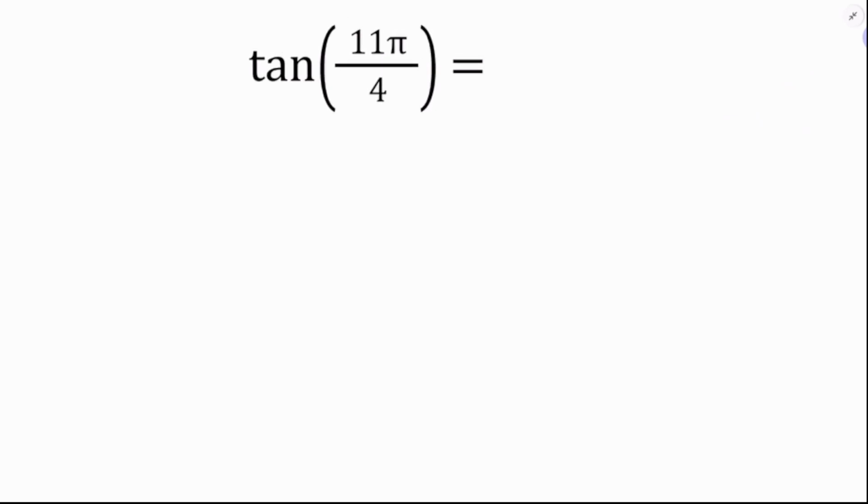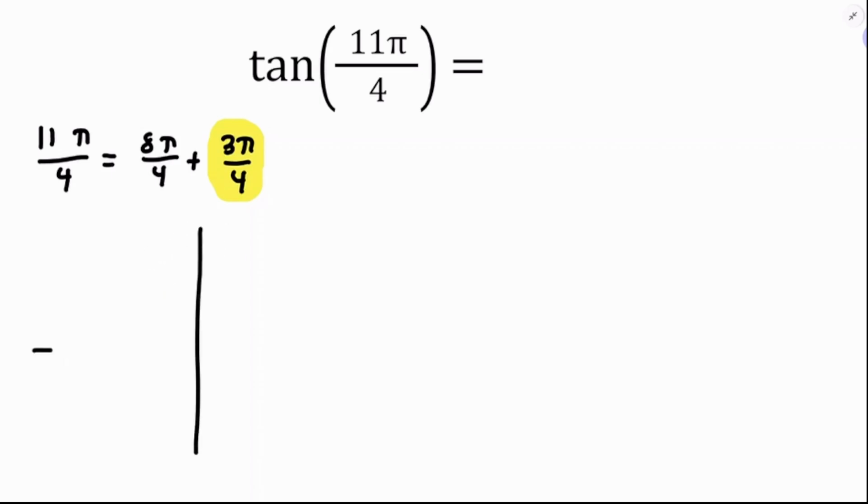Tangent of 11 pi over 4. That's bigger than 2 pi because 2 pi would be 8 pi over 4. So 11 pi divided by 4 is going to equal 8 pi divided by 4 plus another 3 pi divided by 4. So this angle is coterminal to positive 3 pi over 4. And I'm not going to draw the circle because my diagrams were getting a little crowded. Positive 3 pi over 4 is over here.